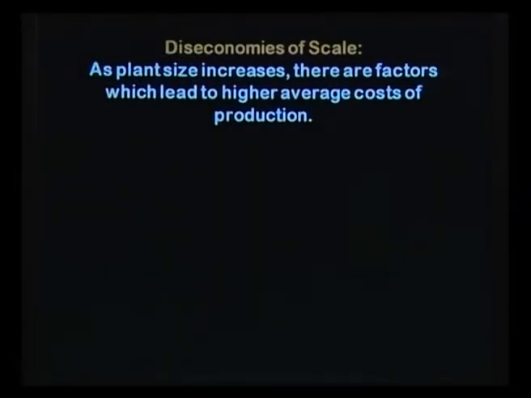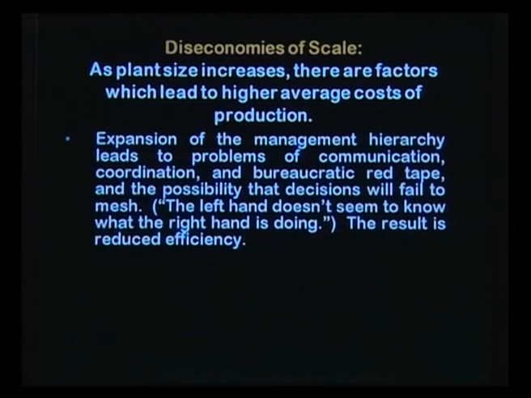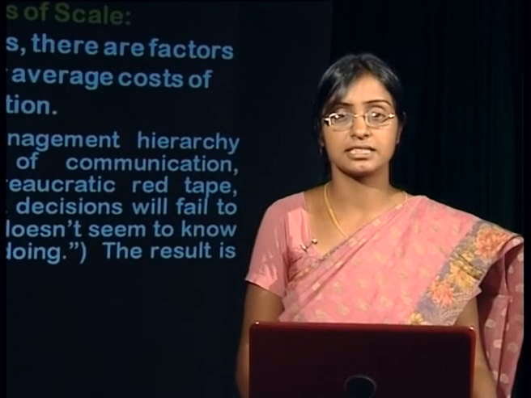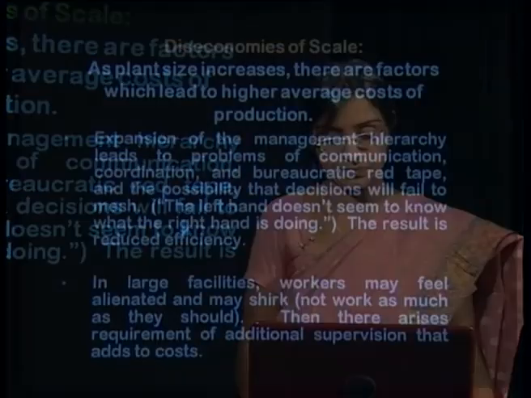As plant size increases, there are factors which lead to higher average cost of production. Expansion of management hierarchy level leads to problems of communication, coordination, and bureaucratic red tape, and the possibility that decisions will fail to mesh. The left hand doesn't seem to know what the right hand is doing is the case when there is expansion of our organizational plant size. The result is reduced efficiency.